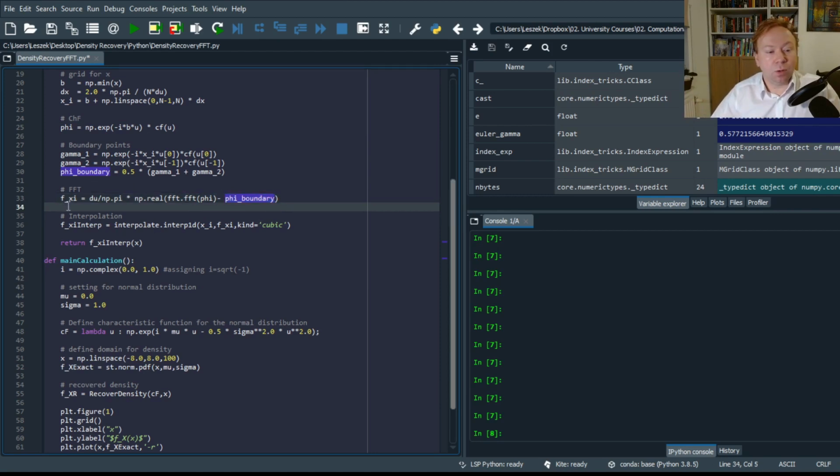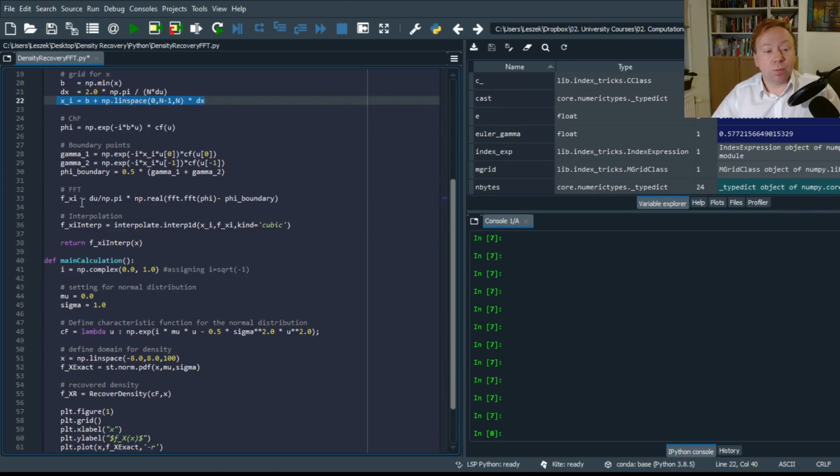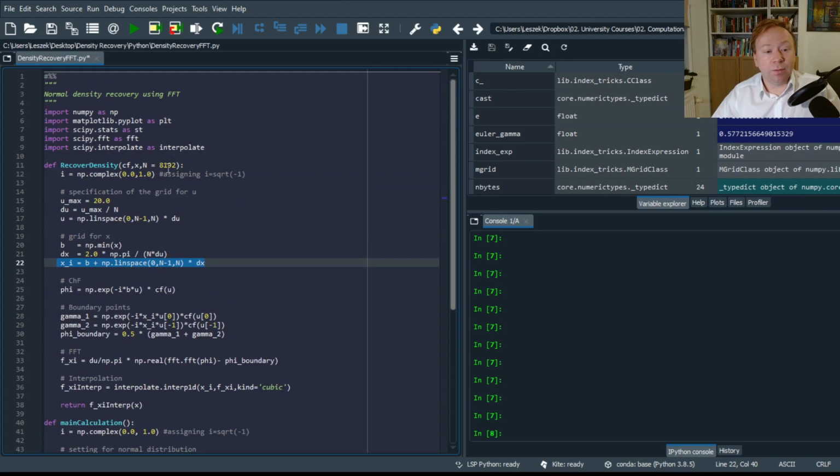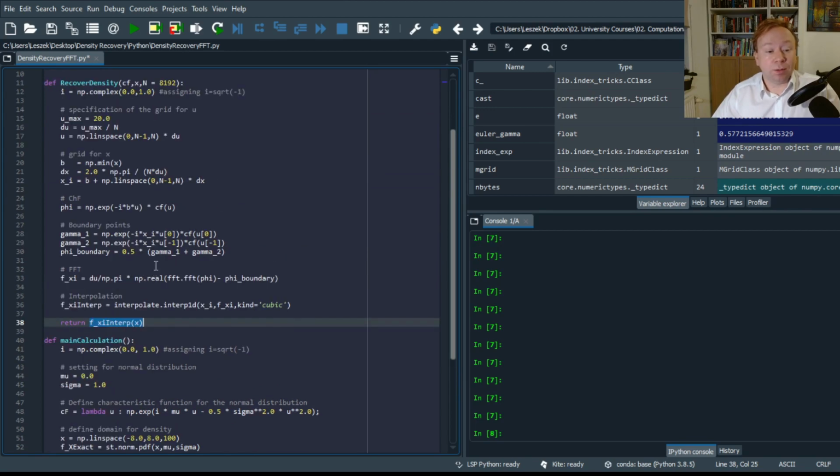Given that, at this point we will recover the density, but only at the grid points, so only at the points that were calculated here. This is the spacing we have defined. So in order to make sure that if the input x is not in the grid, we handle some interpolation, here I define a cubic interpolation. So we define a grid xi and fxi, and then we evaluate our inputs x at those points.